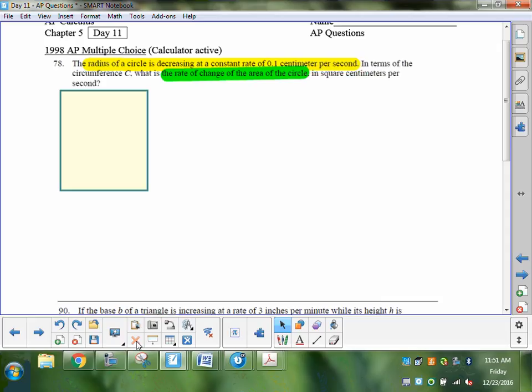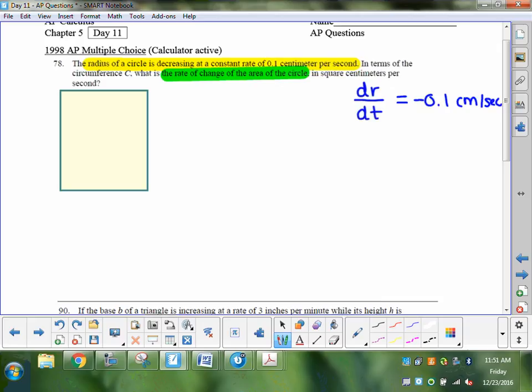Now, as we look at this, the first thing you're going to look to do is identify all of the given information. So, based off of what's there, Leah, what's one thing that's given? The constant rate of the radius is supposed to decrease. So the change in radius with respect to time would be what? Negative 0.1, and let's make sure we've got the unit, so it will be centimeters per second.